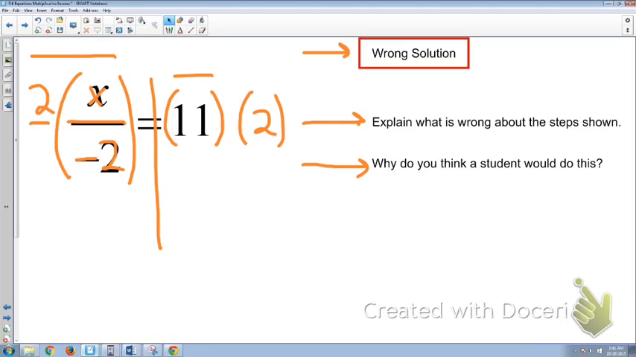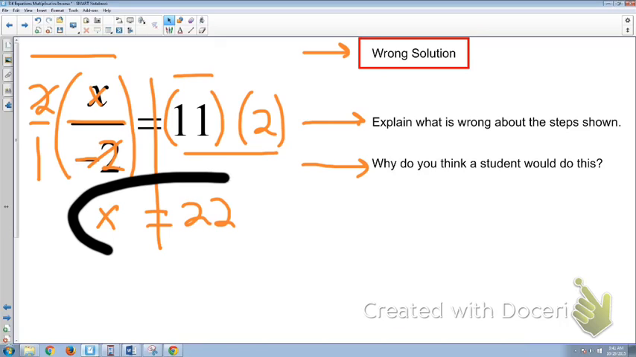And I can think of this as 2 over 1. And so 2 over 2 will cancel out, and I'm left with just an x. I've just isolated the variable x over 1, or just x. And that equals 11 multiplied by 2, which is 22. So I get my solution, and I think my answer is 22.